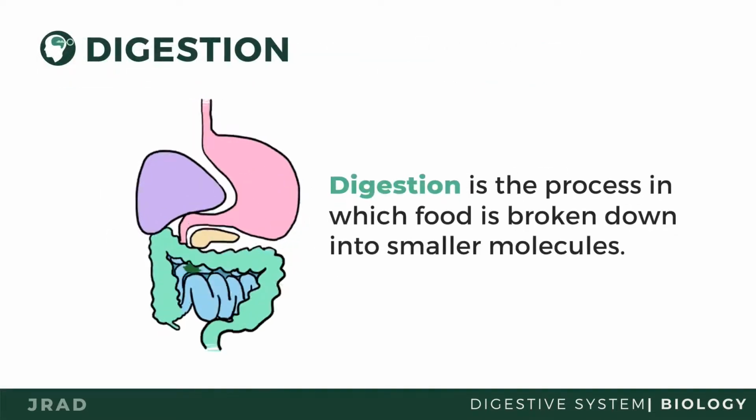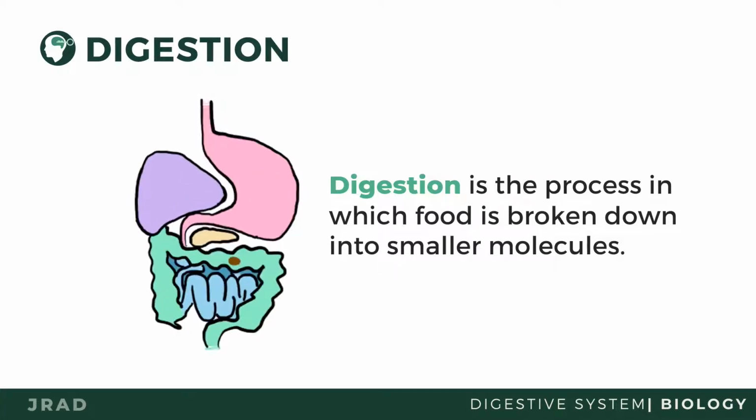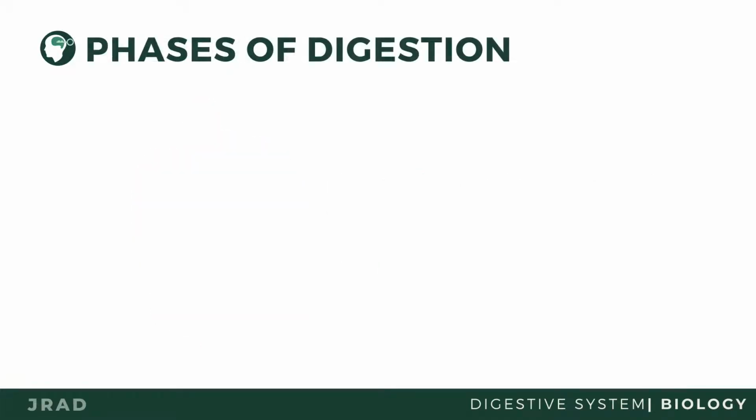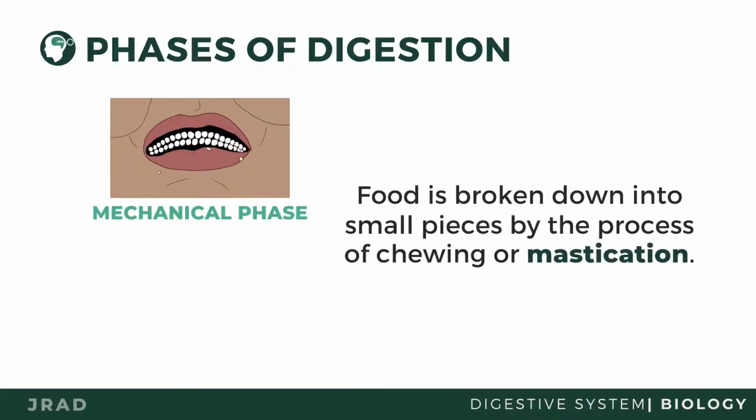Digestion is the process in which food is broken down into smaller molecules that the body can absorb and use to provide us energy and nourish our cells. As the food enters the mouth, food undergoes two phases: mechanical and chemical. During the mechanical phase of digestion, food is broken down into smaller pieces by the process of chewing called mastication.